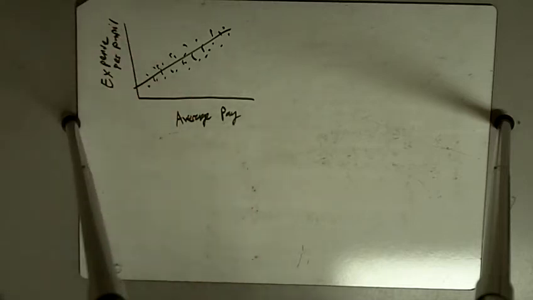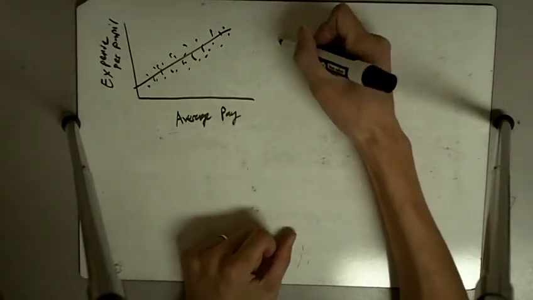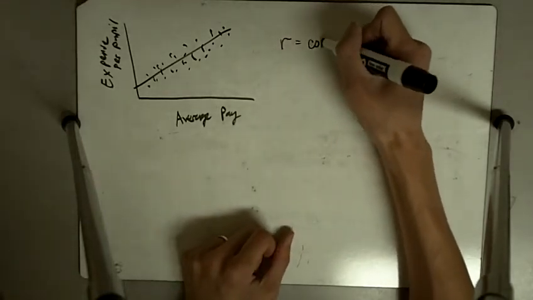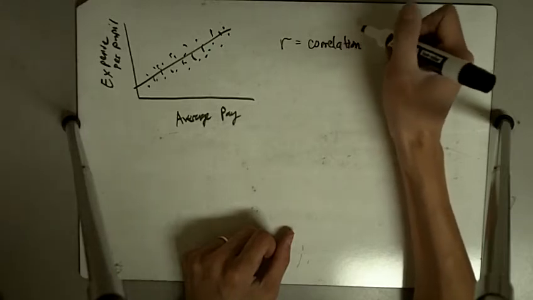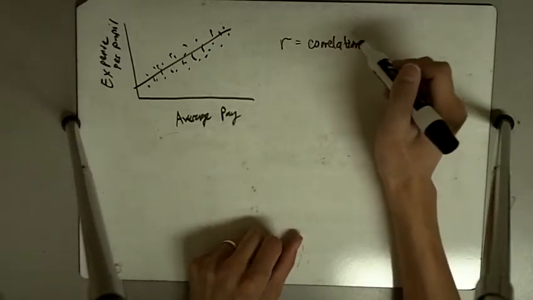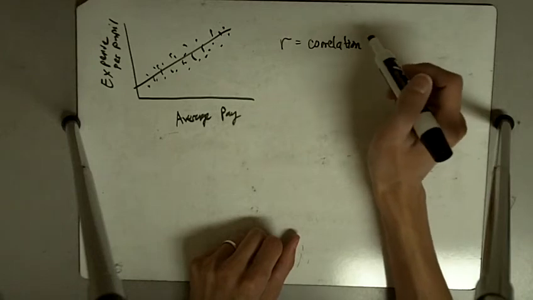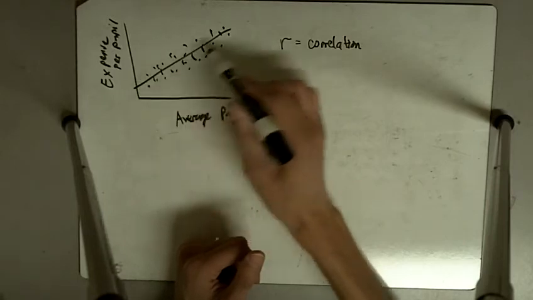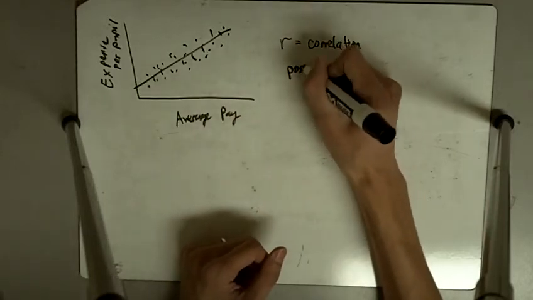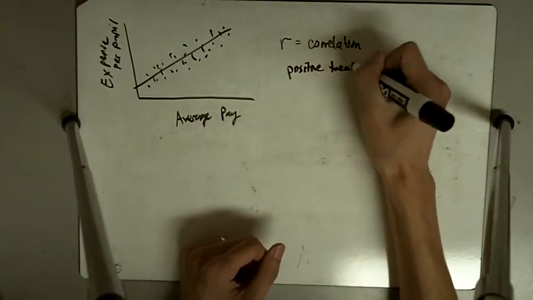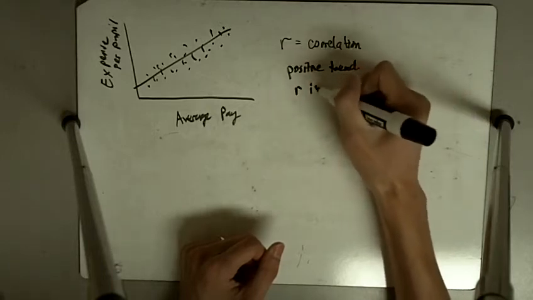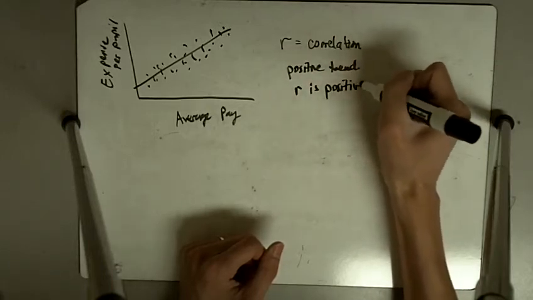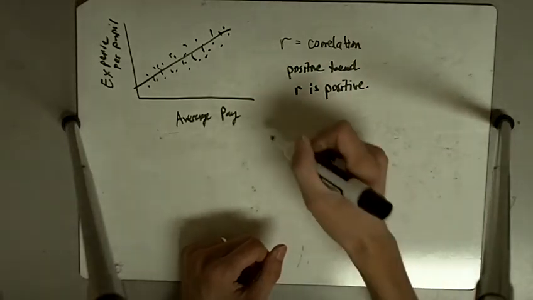Okay, and it says, from the graph is the correlation between teachers' average pay and the expenditure per pupil positive or negative? Okay, so correlation R is our correlation, and we know that if the correlation is positive, then we have a positive trend, and if it's negative, we have a negative trend. So with this slope going like this, we know we have a positive trend, so we know that R is positive.